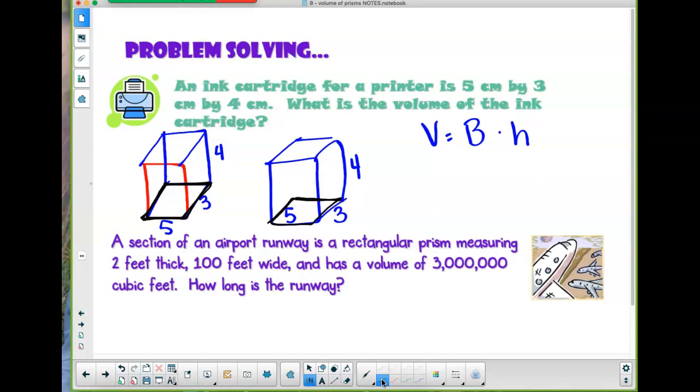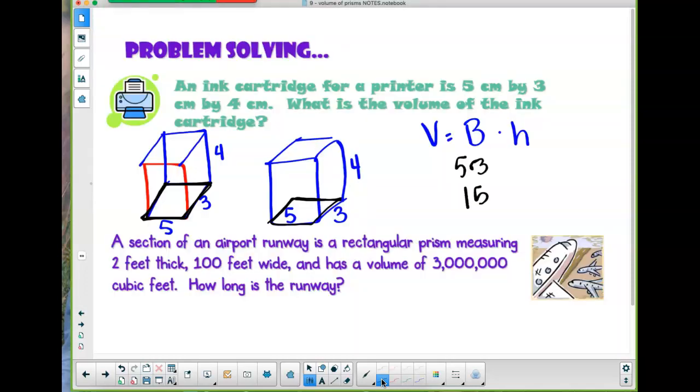Which one? 5 and? What's the other one? 3. 3, yeah. So 5 times 3 is 15. So we've done the base times the height.